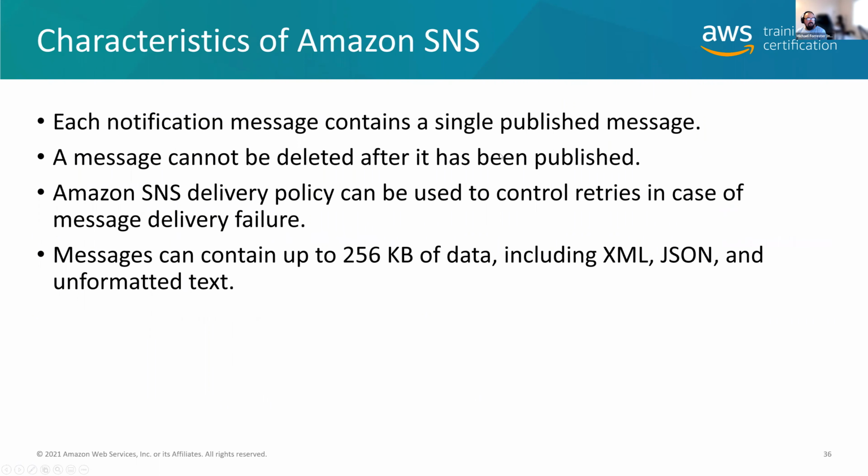All right, each notification message contains a single published message. A message cannot be deleted after it's been published. You can't recall messages, it's not Exchange. You can set up delivery policies for certain types. Like email, there's a retry if the email server fails, but once it hits an email system, you don't really know if it's getting there or not, right? But with a web post, you can do retries on web posts, retries on SMS. You can do all kinds of retries. By the way, the 256K max is regardless of the messaging format.